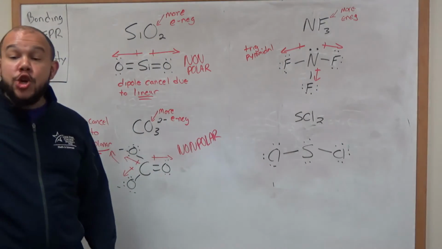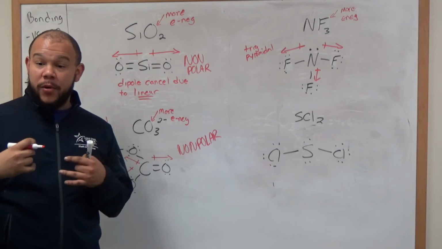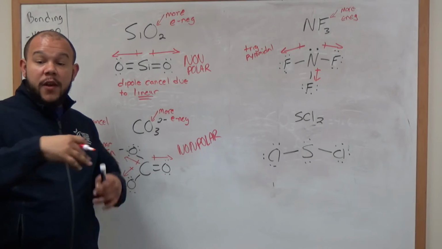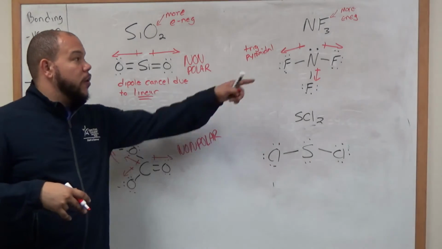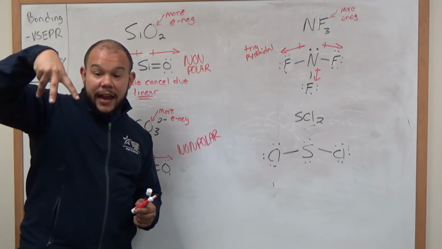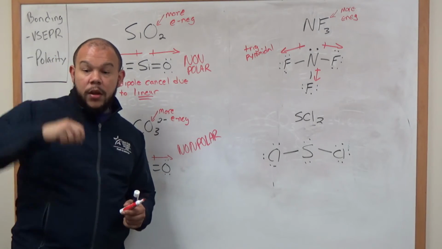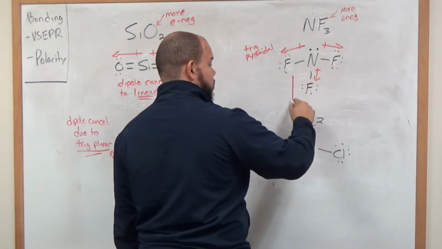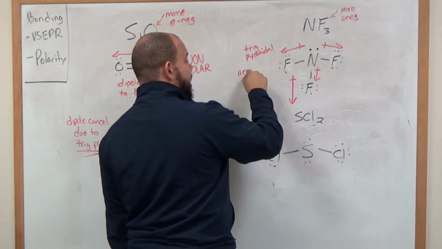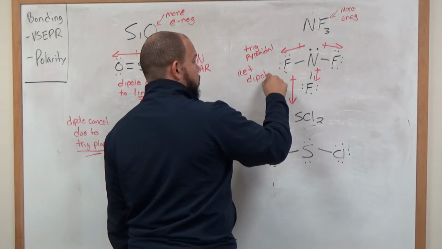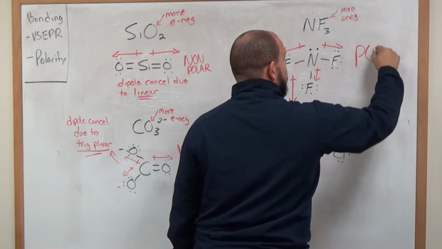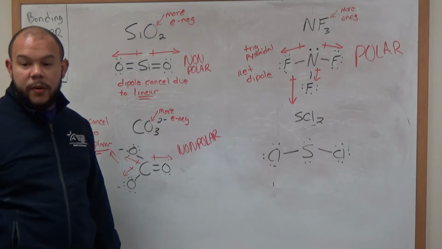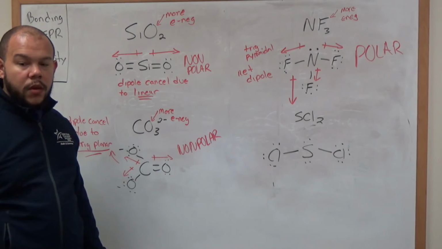And therefore, we do not have cancellation of these three dipoles. It is very different from trigonal planar. Again, remember, trigonal planar is flat. They're all 120 degrees from one another. Trigonal pyramidal sits like a triangular pyramid. So, because of that, we have a net dipole here in this direction. And because we have a net dipole, this molecule is polar. Okay.